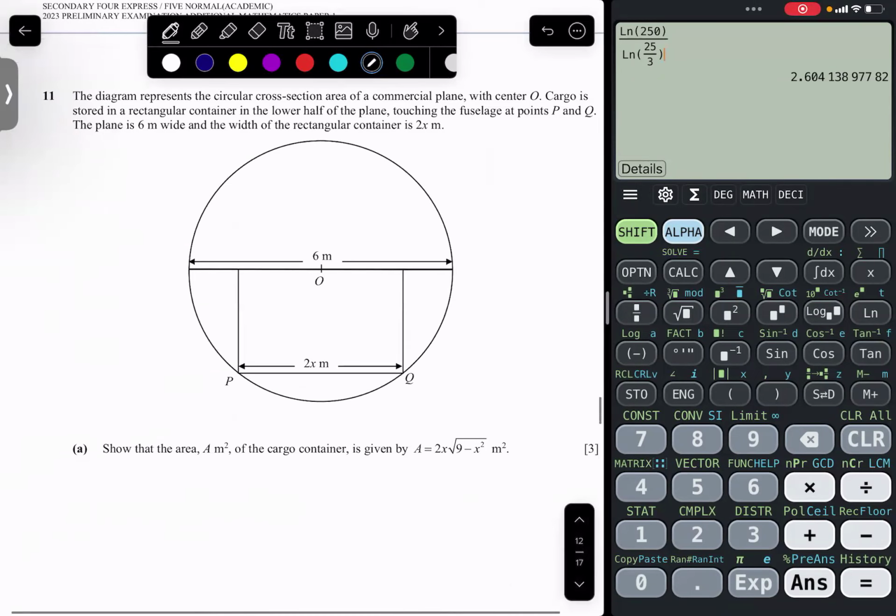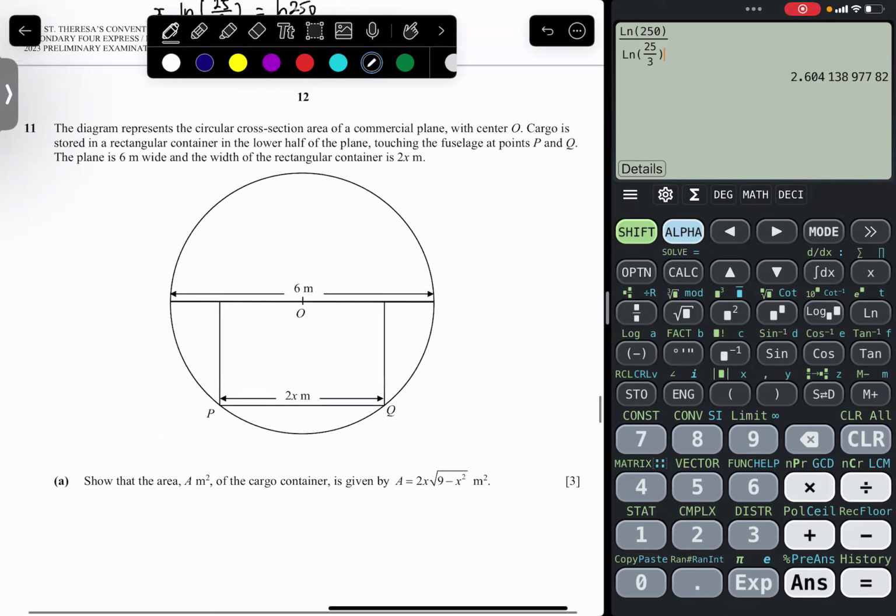Question 11. The diagram represents the circular cross-section area of a commercial plane with center O. Cargo is stored in the rectangular container in the lower half of the plane, touching the fuselage at point P and point Q. The plane is 6 meters wide and the width of the rectangular container is 2x. Show that the area of the cargo container is given by A equals 2x times square root of 9 minus x squared.